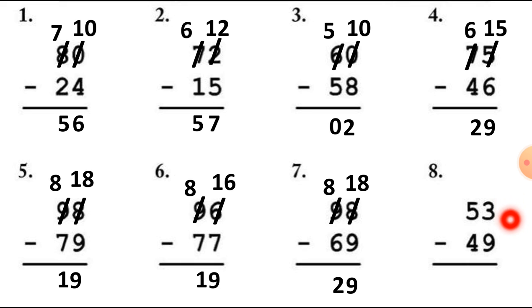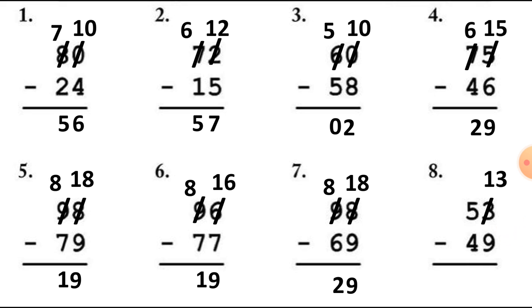As I told you, always check the ones column first. Here is a 3 and 9. So you can see the 3 number is a small number and 9 number is a bigger number. So students, we can't take away 9 number from this 3. So let's cut the 3 number first and add 10 number into the 3.